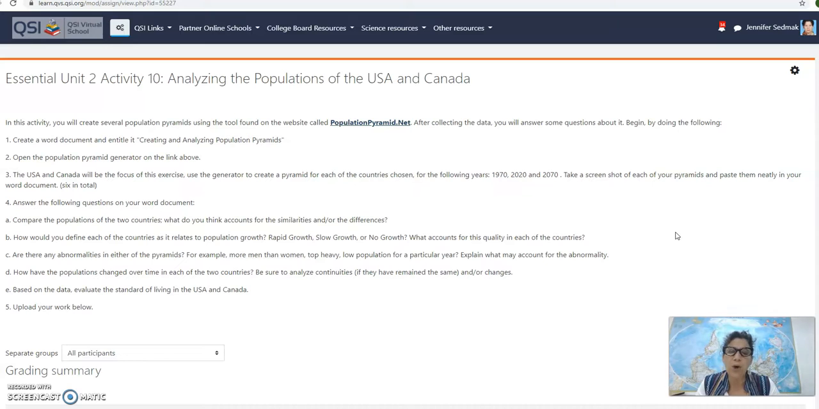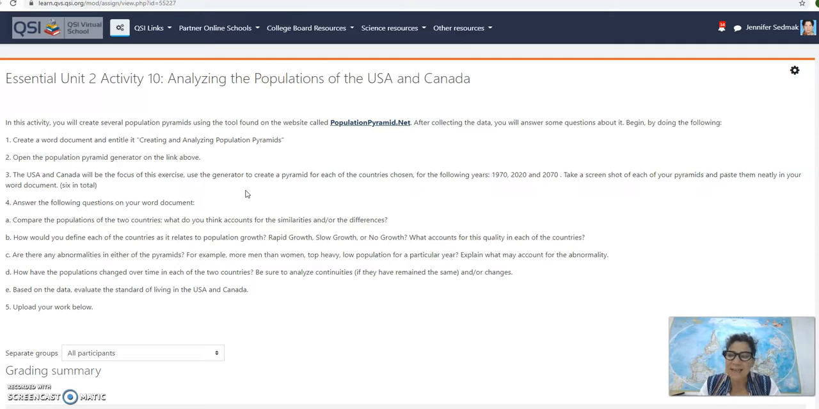So if you go back to that website, what I want you to do, and it's pretty much outlined here for you, after you open the population pyramid generator, I want you to create a pyramid for each of the 2 countries, so Canada and the United States, for those 3 years: 1970, 2020, and 2070. So what they were like 50 years in the past, what their populations look like today, and what their populations will look like in 50 years. So that's a real quick, easy activity.